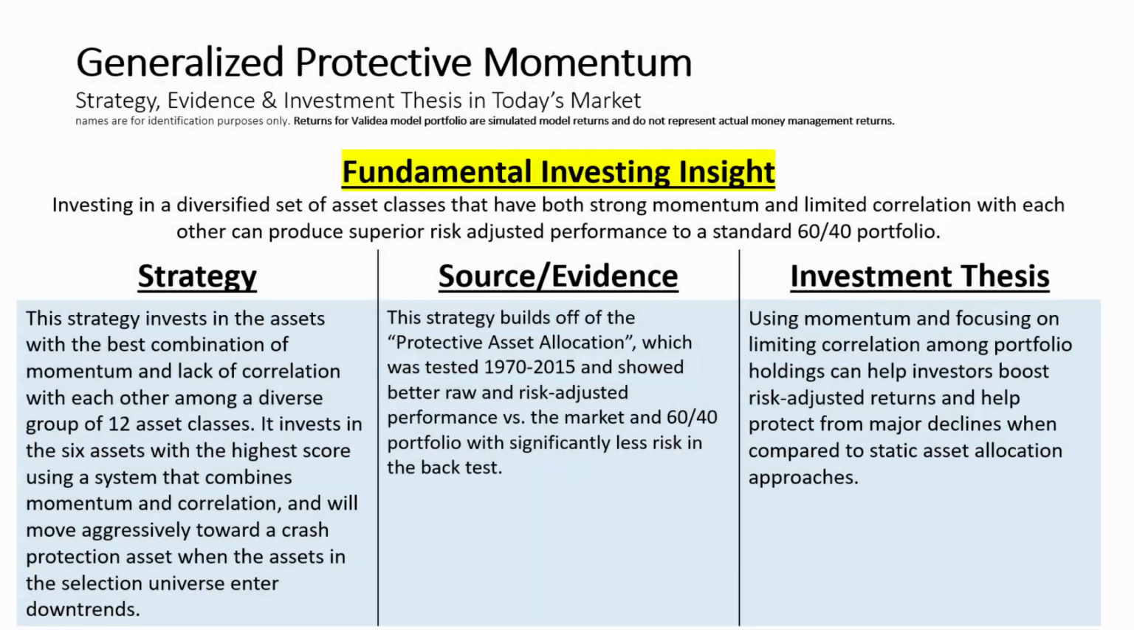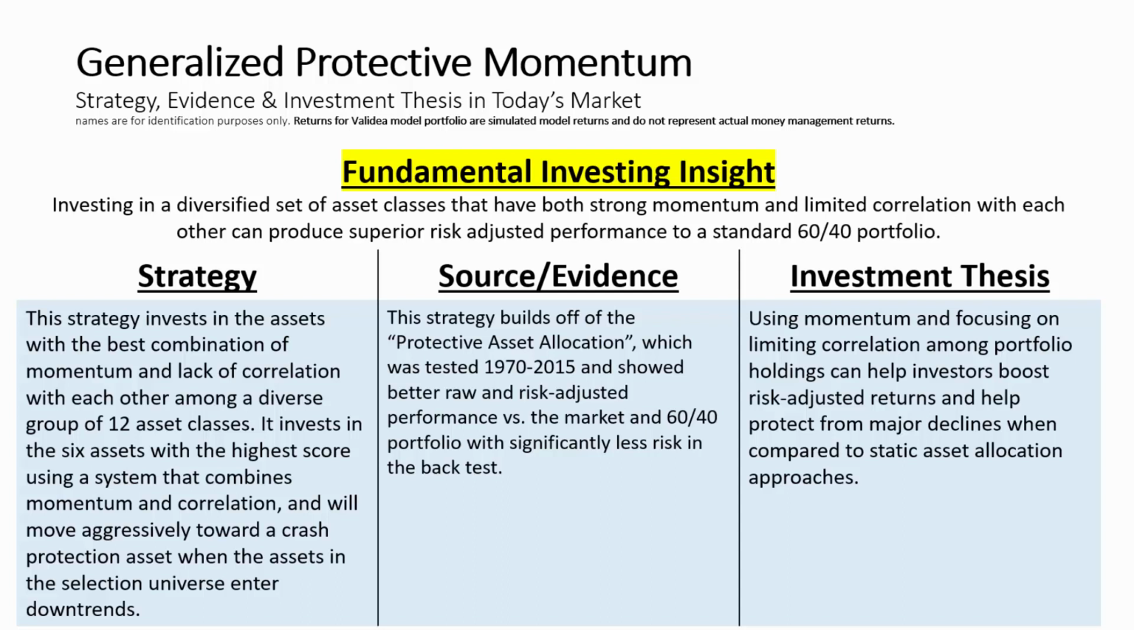In this overview, we walk through the Generalized Protective Momentum Strategy. This is a quantitative model that incorporates momentum, correlation analysis, and multiple asset classes, and seeks to manage risk and limit drawdowns over time. The key fundamental investing insight behind the model is this. By investing in a diversified set of asset classes that have both strong momentum and limited correlation with each other, this can produce superior risk-adjusted performance compared to a standard 60-40 portfolio.